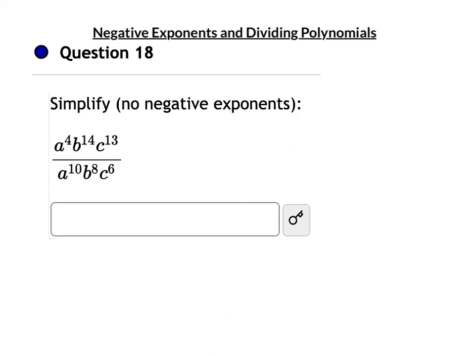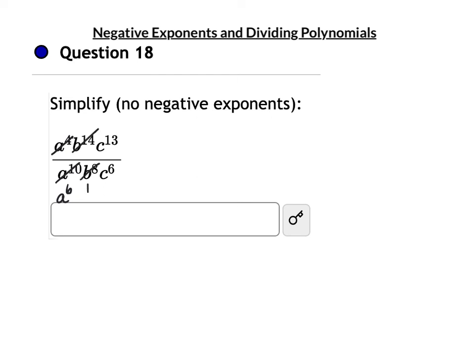Question 18, you could do with negative exponents, but to me that makes it more confusing. Just cancel. Look at the a's. There's 4 above and a 10 below multiplied. 4 a's are going to cancel from each. There were 10 below. That means when you cancel 4, there are going to be 6 left. Look at the b's. There are 8 below and 14 above. They have 8 in common. I cancel 8 here. They're all gone.